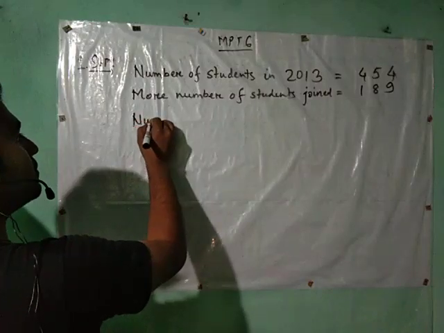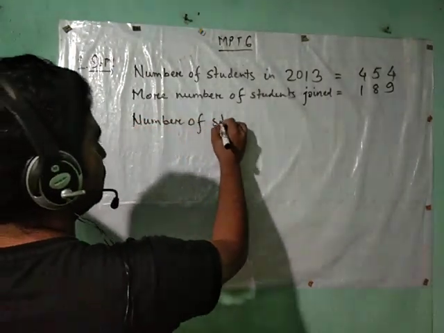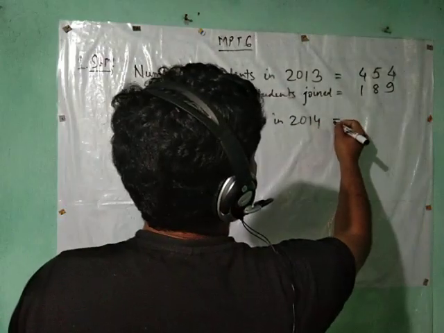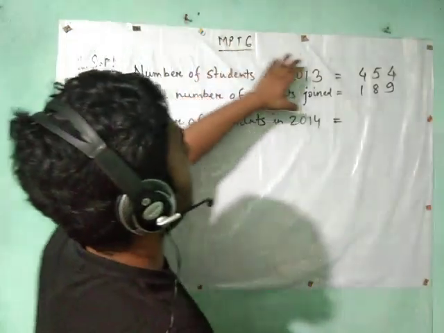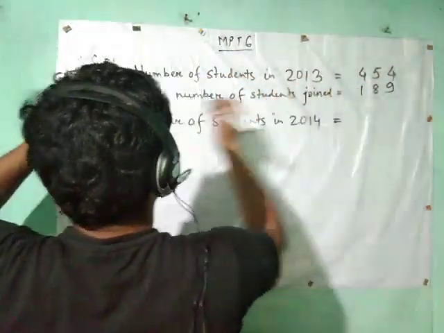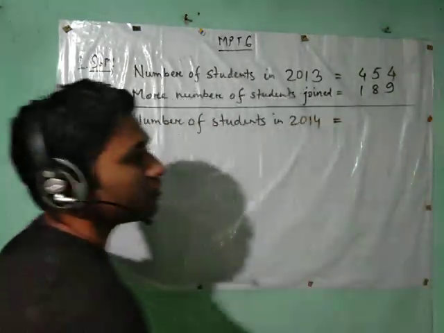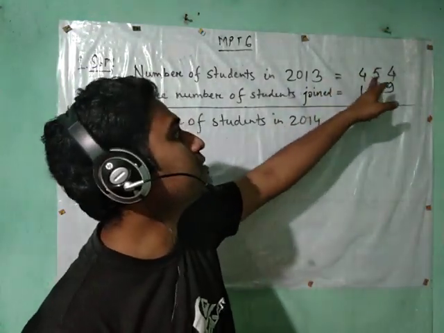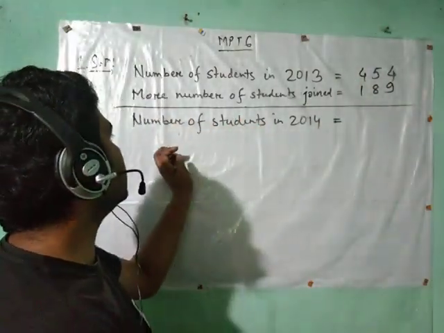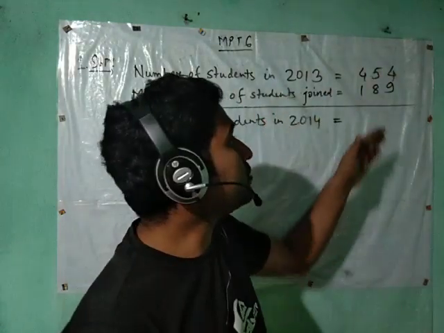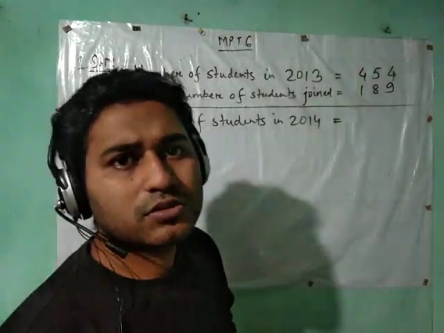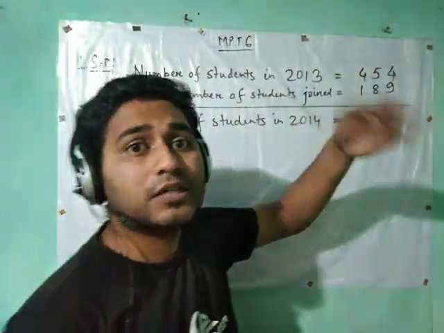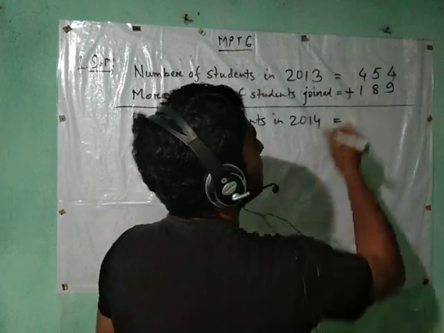What will the number of students in 2014 be? If we add these two numbers, then only we will get the new number of students for 2014. In 2013 there were some students, and in the next year, 189 students took admission. That means the number is becoming more, so what operation? Plus.